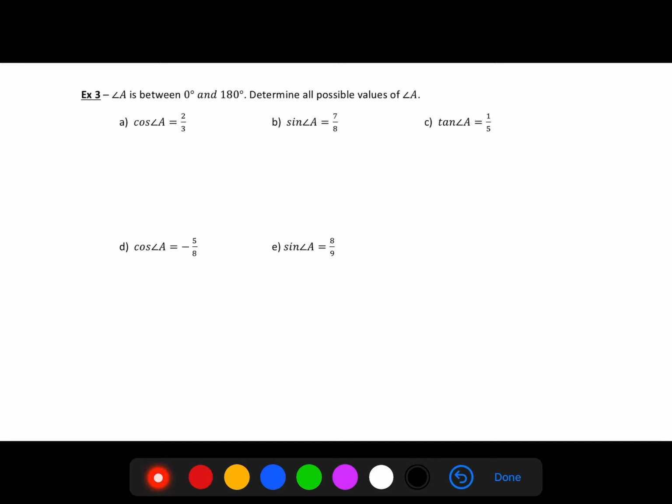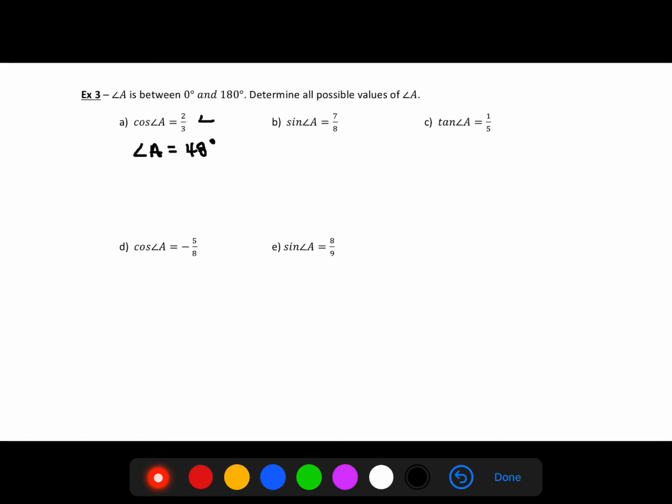Example number 3. Here's a question where we know that it can be an angle between 0 and 180, so it could be acute or obtuse, and we want to determine all the values of the angle. So cos of angle A is equal to 2/3. So we're going to put that into our calculators. We're going to do our inverse cos to find the angle. So inverse cosine, bracket 2 divided by 3 end bracket equals, and that tells us that angle A is equal to 48 degrees.